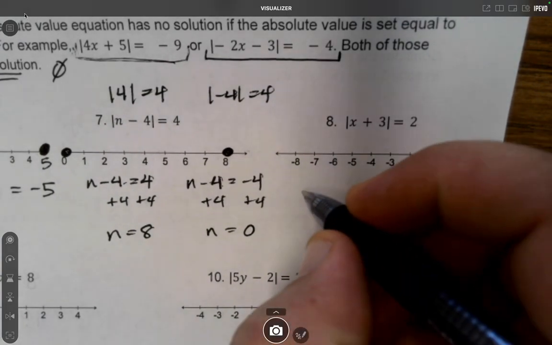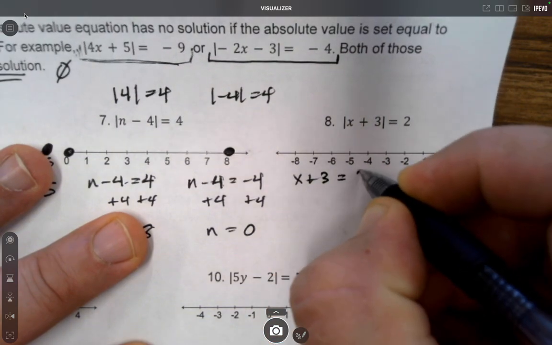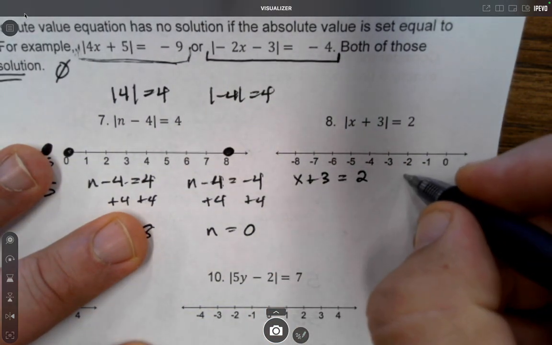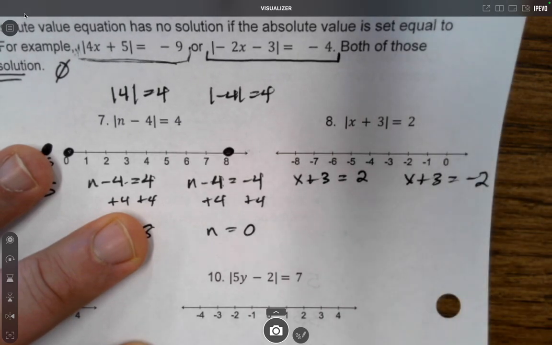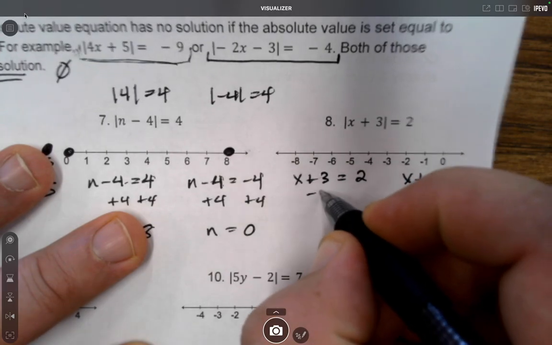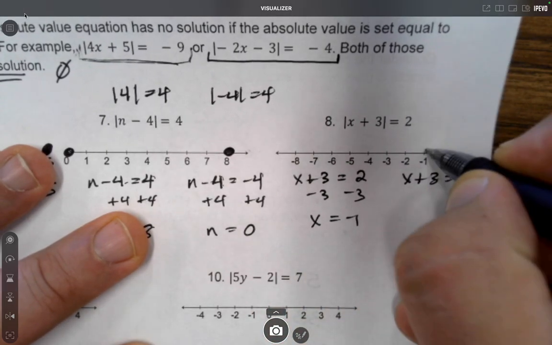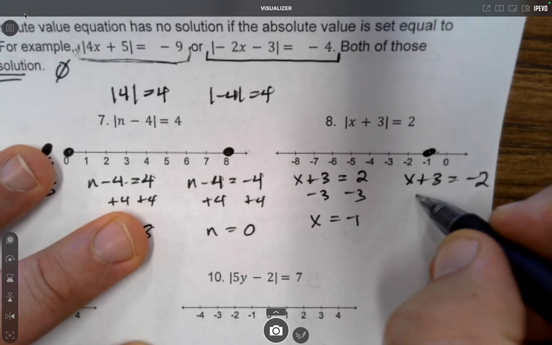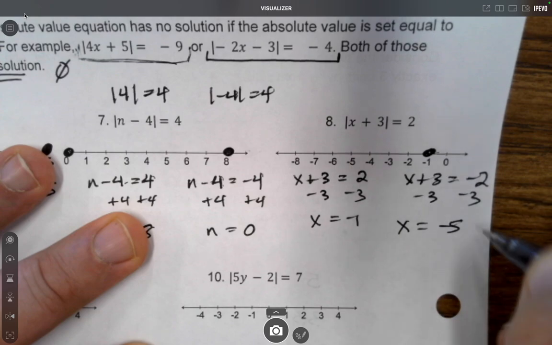Same process on number 8. We just remove the absolute value bars, set it equal to what's there. Remove the absolute value bars, set it equal to the negative version of what's there. So we'll subtract 3 from both sides to solve this one. We get x equals negative 1. Subtract 3 from both sides on this one. We get x equals negative 5.